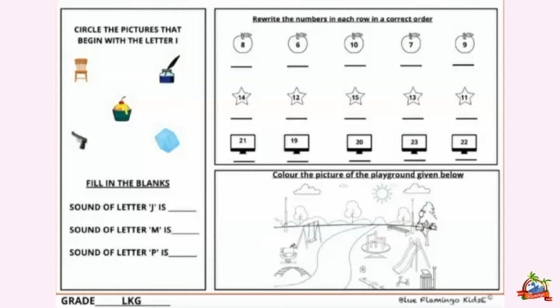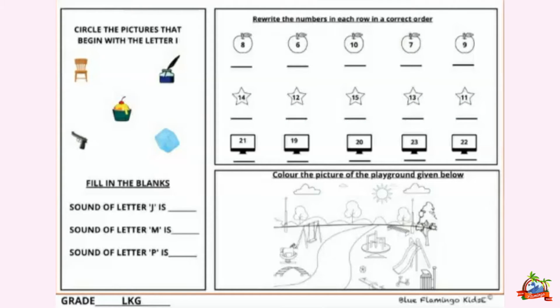We have three different sections in this sheet: English, Maths and EVS. We will learn about three different sections: English, Maths and EVS. Let us start with English.